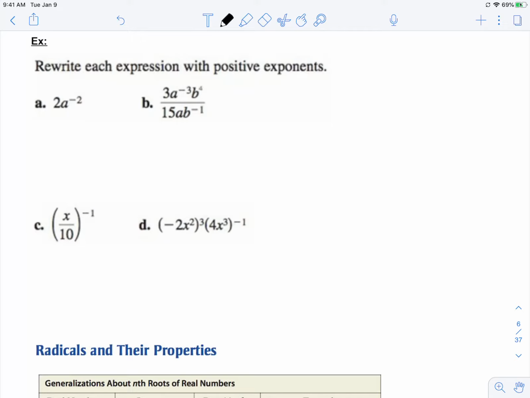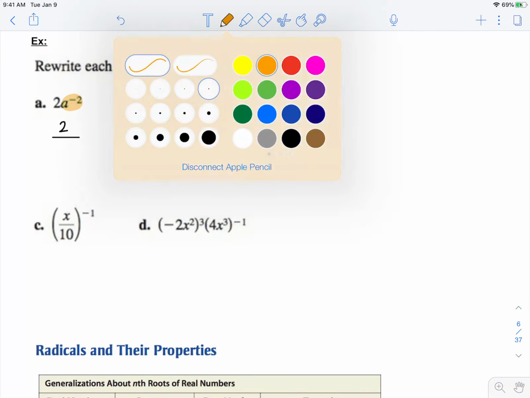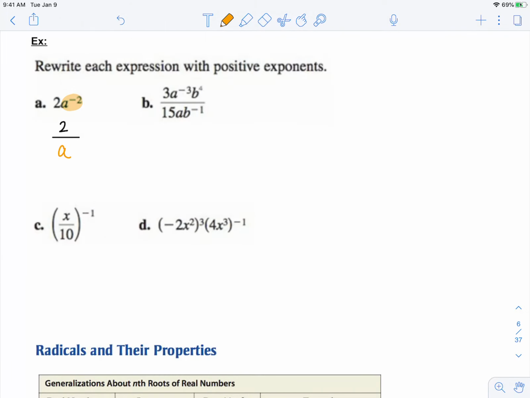In this example, we want to rewrite each expression with positive exponents. So in part A, I see that this A is being raised to the negative 2 power. So remember, if you have a negative exponent, it moves down into the denominator if it's in the numerator, and it becomes positive.